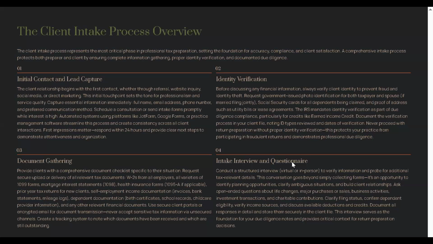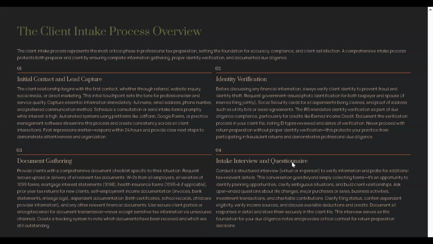Also, I truly believe that the IRS is, I'm going to say fishing, so to speak. There are baits and traps put out there to see if people will take them. The IRS is a lot more active than it used to be. The IRS mandates identity verification as part of due diligence compliance. So once we get this client, if we're moving forward, then we need to identify this client.